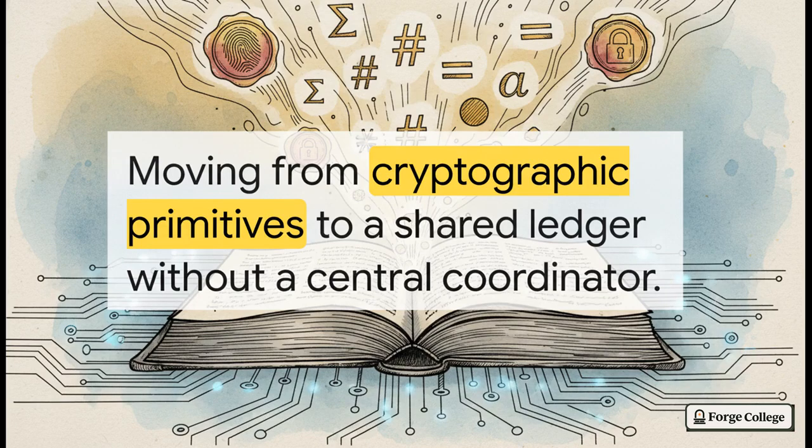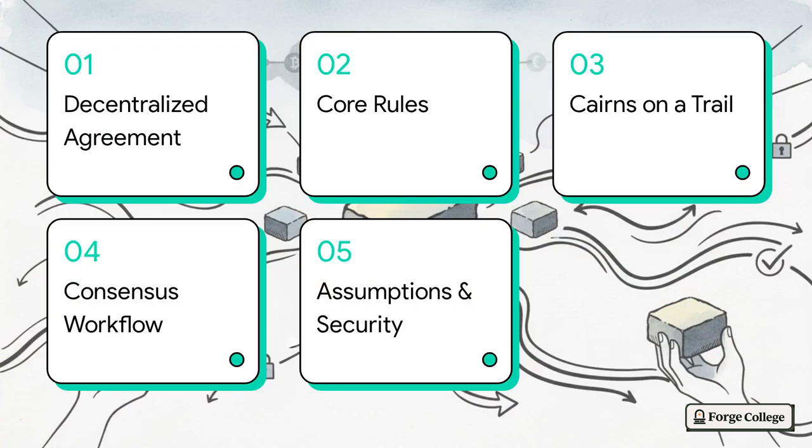That's our goal today. We're going to see exactly how we move from isolated math puzzles to a single, globally shared ledger that just hums along entirely without a central coordinator or CEO calling the shots. All right, here is our blueprint for today. We're going to hit the decentralized agreement problem, lay out the core rules of consensus, take a little detour to look at cairns on a trail, map out the consensus workflow, and finally wrap up with assumptions and security.